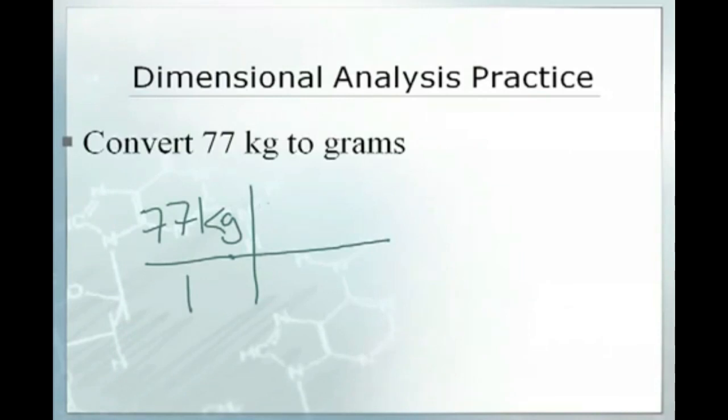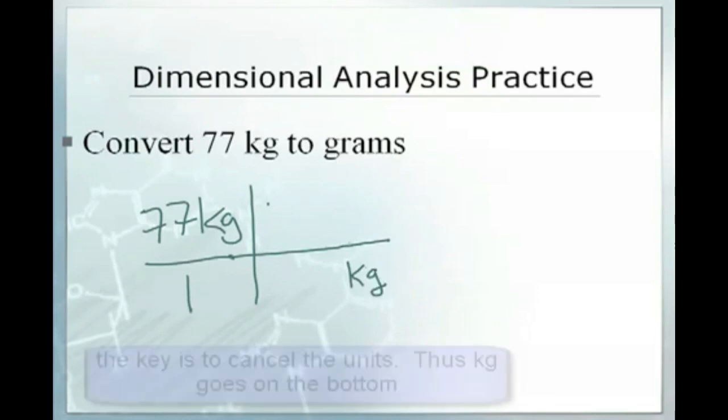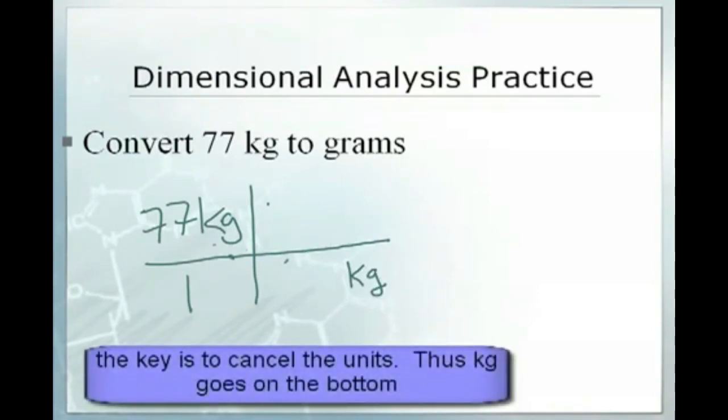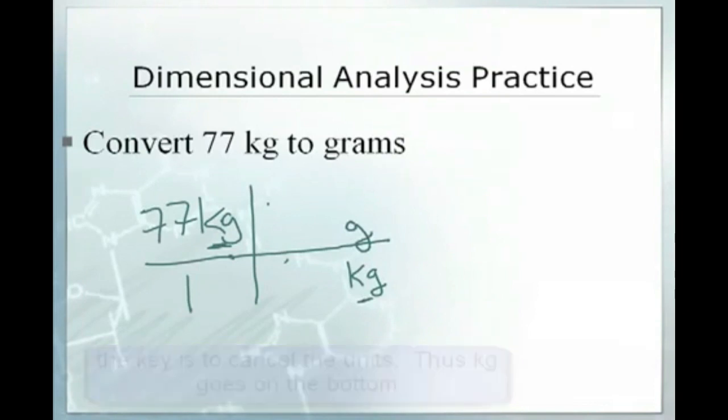Now, what I like to do is put the unit on the bottom of this fraction. So I'm going to put kg. Look at the letters first. Why did you put kg on the bottom? Because I want the kgs to cancel. The kgs are here on the top, so now they're on the bottom. And then I'm going to put the g on the top. The g is what you're looking for, what you're trying to get. That one always goes on the top.